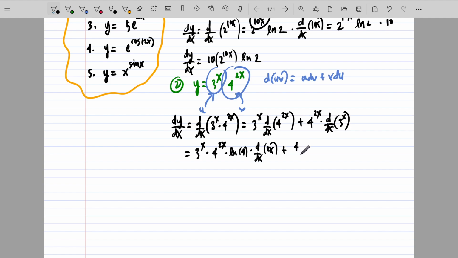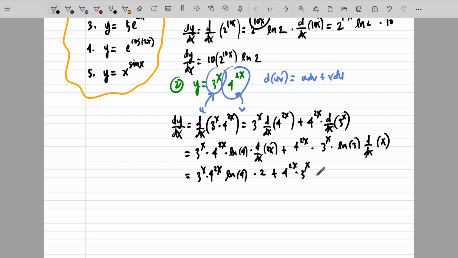Plus 4 raised to 2x and then the derivative of 3 raised to x. Again, that is the derivative of a raised to u. Copy your a raised to u, ln of a, ln of 3, and then the derivative of our exponent with respect to x, so dx over dx. Copy this, copy again ln of 4, and then the derivative of 2x, which is obviously 2, times 4 raised to 2x, copy, times copy, and then ln of 3. The derivative of x with respect to x is 1.